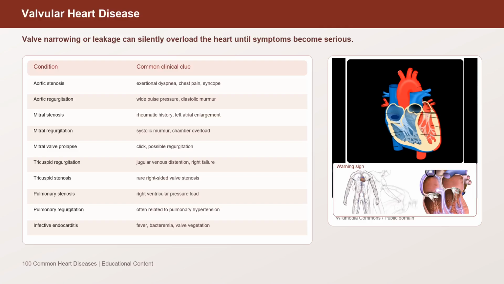Fourth, valvular heart disease. Heart valves keep blood moving in the correct direction. When a valve narrows or leaks, pressure and volume overload can accumulate. Murmur location, chest pain, dyspnea, syncope, and echocardiographic severity guide decisions.